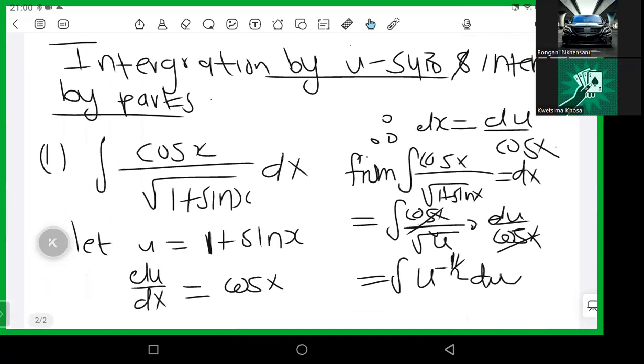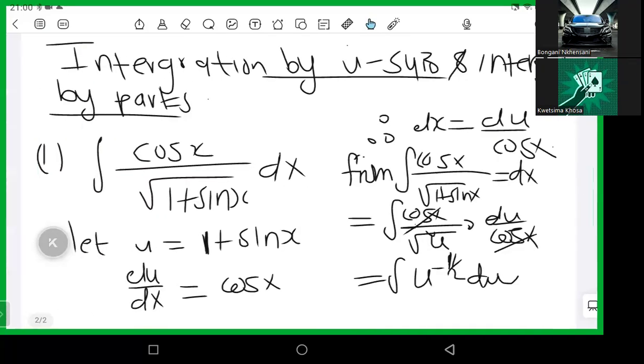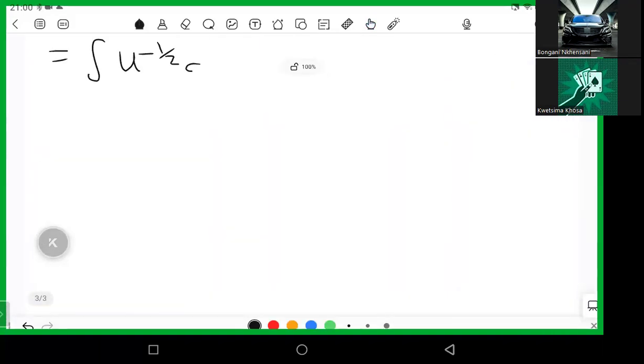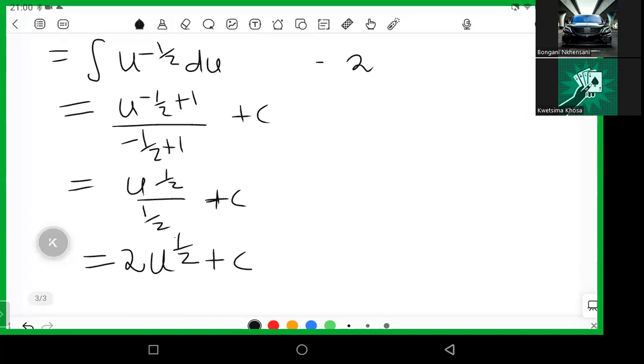And then from there, we must integrate u to exponent negative half du. This will be u to exponent negative half plus 1, over negative half plus 1, plus c. And this will be u to exponent half over half plus c. Then if we simplify this, we'll get 2u to exponent half plus c.